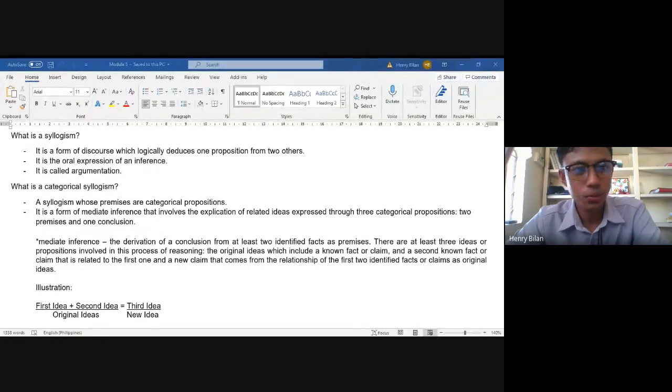Then idagdag natin yung word na categorical. If you say categorical, it is absolute, has no condition. So if we're going to combine the two, categorical syllogism, the propositions involved are categorical. We already discussed the categorical propositions. Maybe we can have an example.